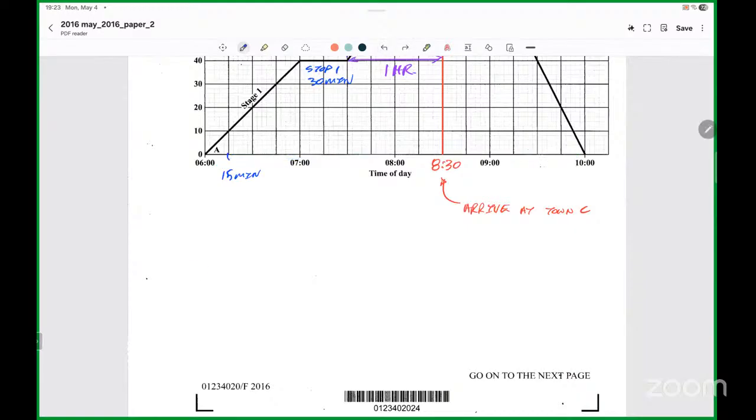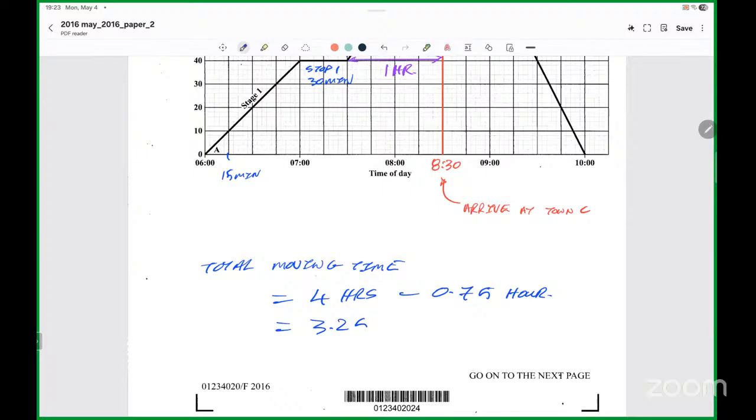The total moving time equals 4 hours minus 0.75 hour. So moving time is 3.25 hours. What does that mean? It stopped for 45 minutes, which is 3/4 of an hour, so it was moving for 3.25 hours.